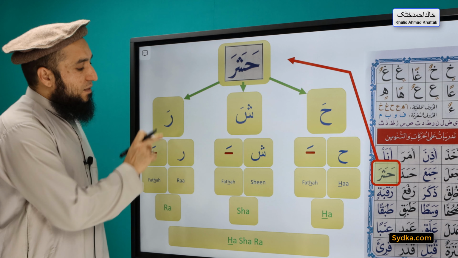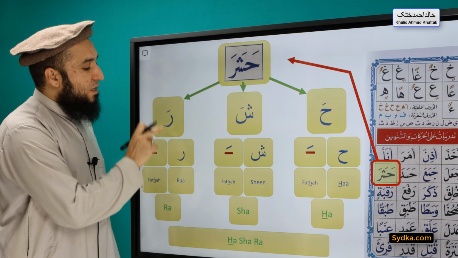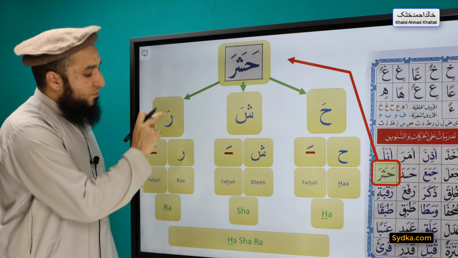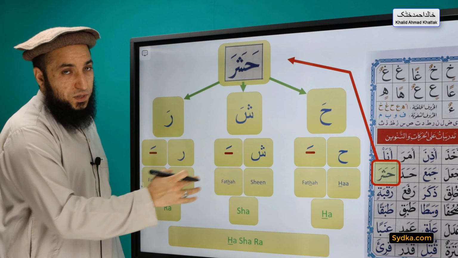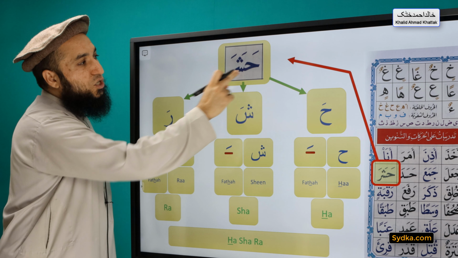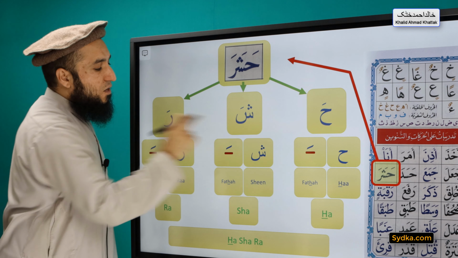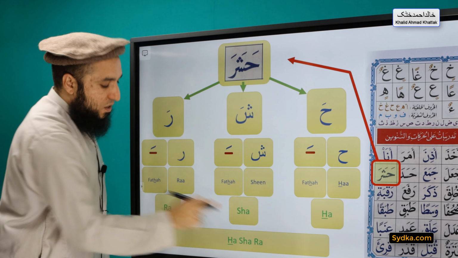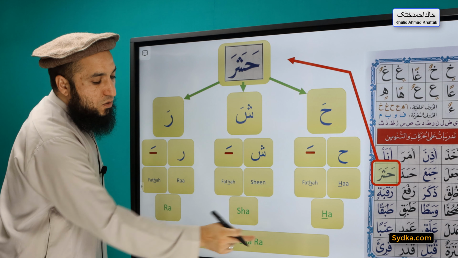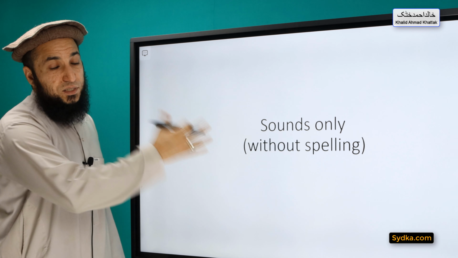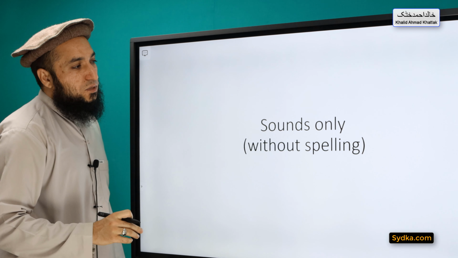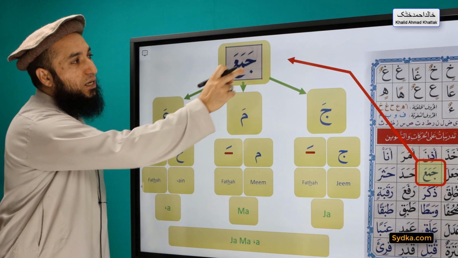The third syllable is ra fatha ra. Ra is not silent, and we have fatha. Ra fatha ra. Now combining the three syllables, we have hashara, hashara. So the next three slides would be sounds only, without spellings.